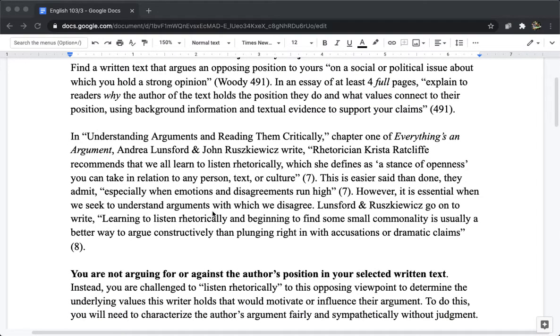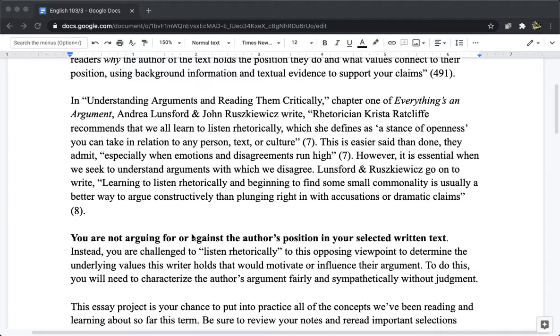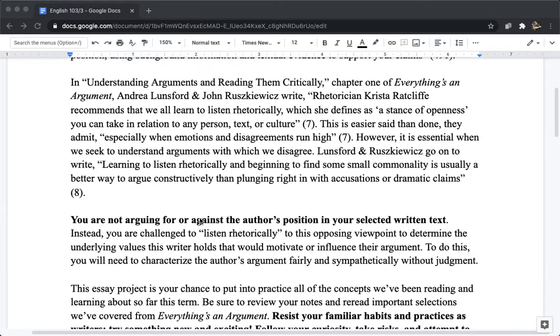Now, here's some context from Everything's an Argument. The strategy we're employing in this essay is practicing that rhetorical listening skill, approaching something with a stance of openness in order to seek understanding. So we're not trying to cast judgment on it, at least not in this essay. We're trying to understand it, and in order to do that, we need to approach it with that stance of openness, right? So we're reserving judgment. We're not casting judgment on it. We're trying to understand it.